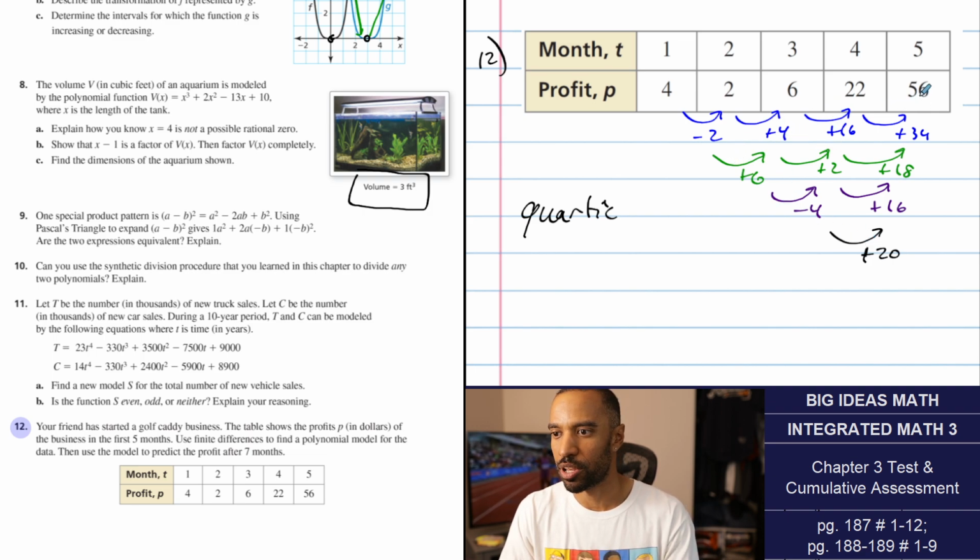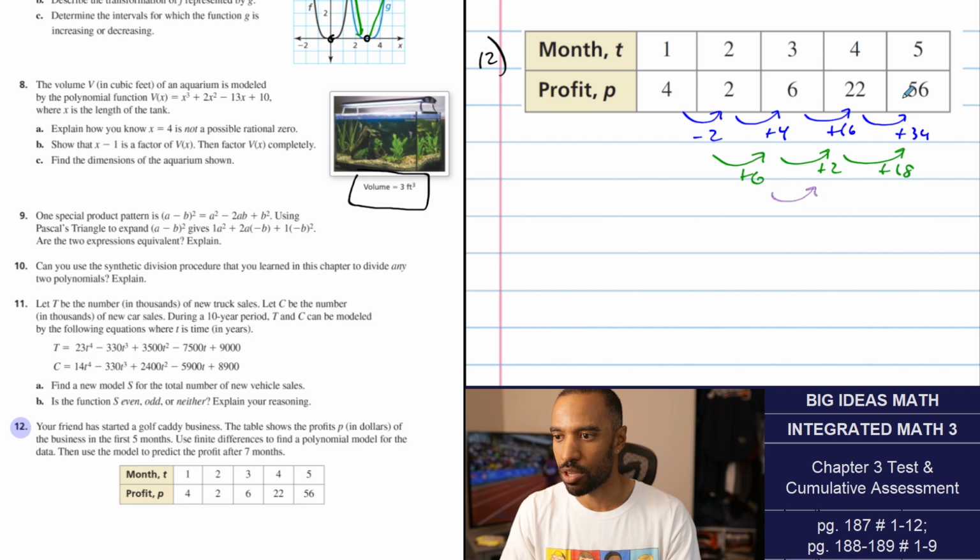Oh, that's not plus 2. That's plus 12. I always do this all the time. So let's change that again. Plus 12, plus 18.